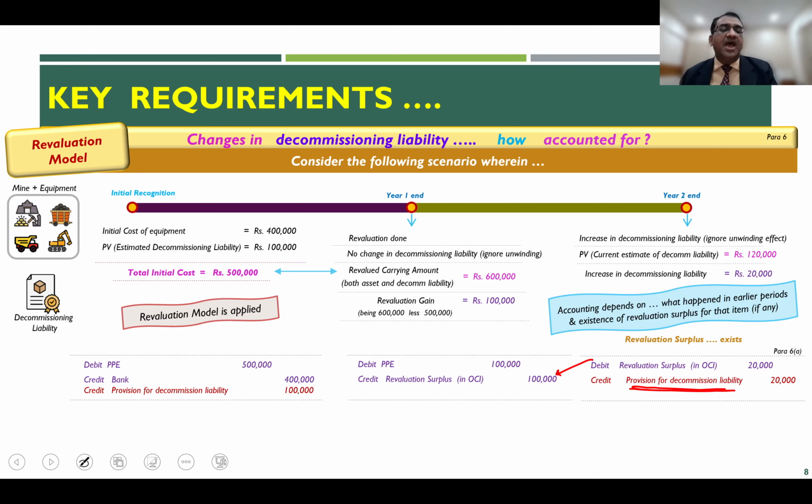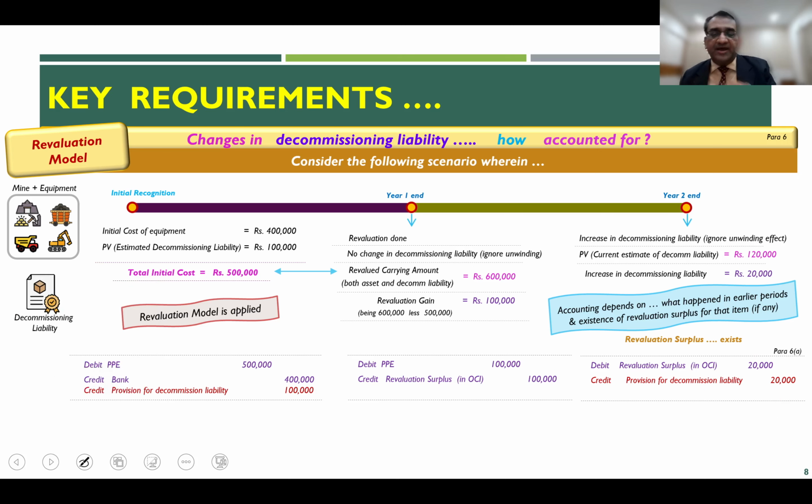That means by recording this entry, your net balance in the revaluation surplus at the end of year number 2 will get reduced to 80,000, 1 lakh minus 20,000. And your provision for decommissioning liability will go up from 1 lakh to 1,20,000.